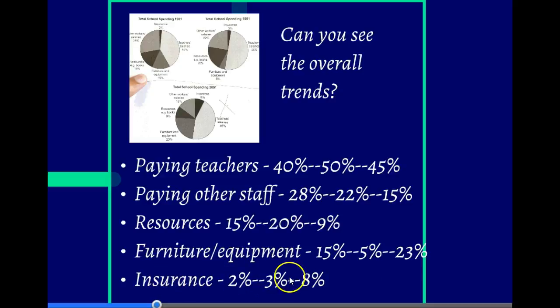And the smallest part of the school spending was on insurance. What happened to this one? It rose consistently, or it rose steadily. So these are the overall trends.